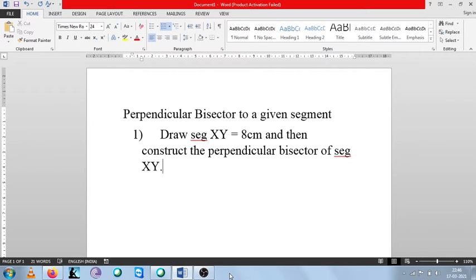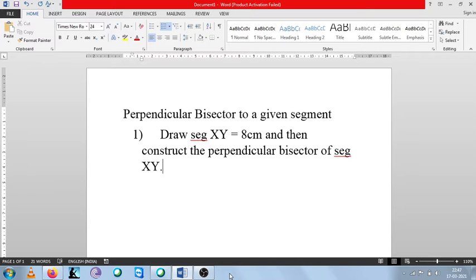See the question given. Draw segment XY equal to 8 centimeter and then construct the perpendicular bisector of segment XY. I think everybody knows the meaning of perpendicular bisector. Perpendicular bisector means a line or a segment that divides the given segment into two equal halves, and at the same time makes 90° with the given segment.